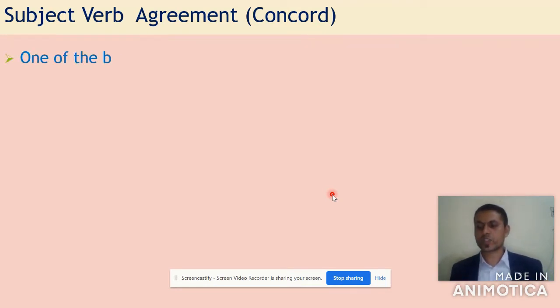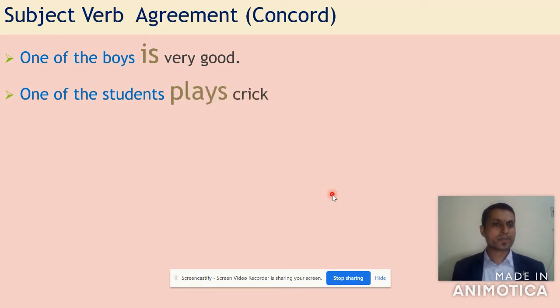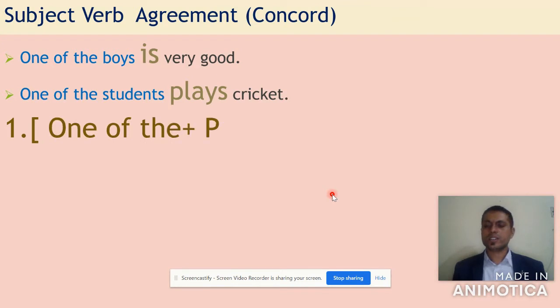So look here on the screen, number one, example sentence. Here you can see: one of the boys is very good. And next, study this one as well: one of the students plays cricket. So what do you find? What rule can you derive from these two example sentences? Look here on the screen. Rule number one: one of the plus plural subject plus singular verb.